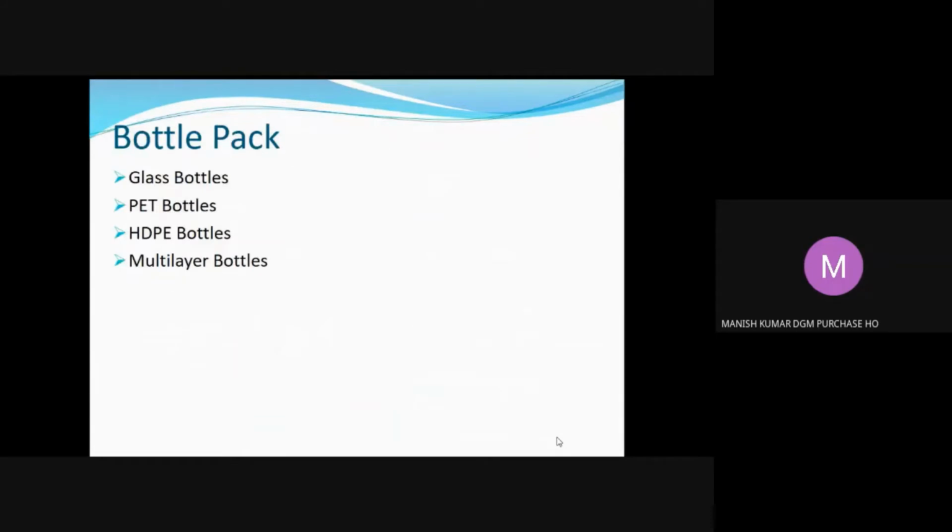So another one is the bottle pack for pharmaceutical. The major bottle packs are glass bottle, PET bottle, HDPE bottles, and multi-layer bottles. These are the 4 types of bottles we are using in pharmaceutical normally in India. These are the glass bottles.